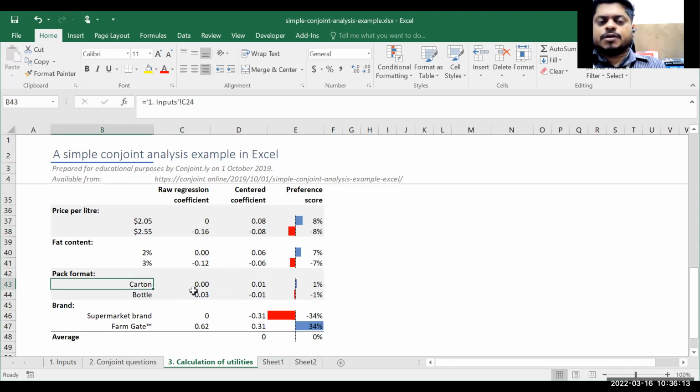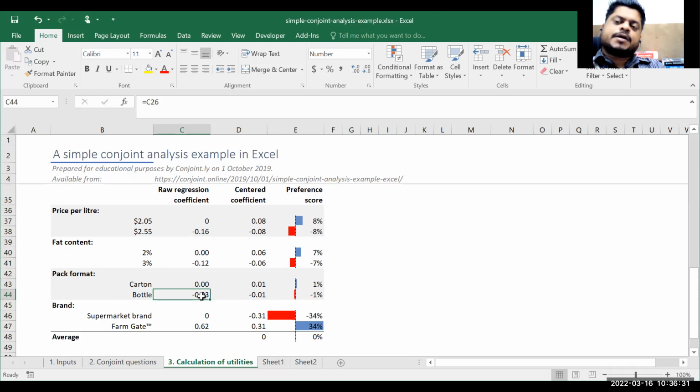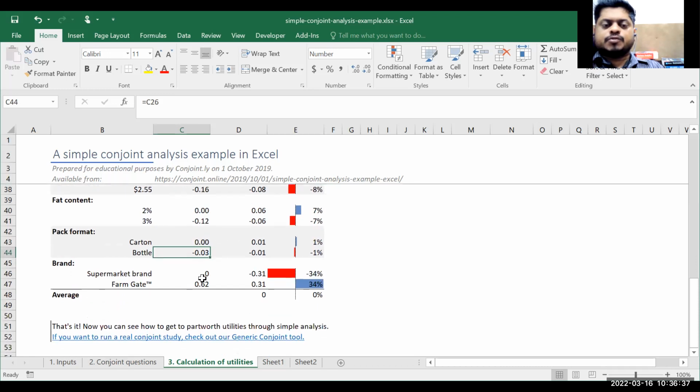Then carton and bottle. If I consider carton as zero, which was done in the dummy coding, choosing a bottle, right? So people are preferring carton over bottle, maybe because they're environmentally conscious and all those things. People will prefer to buy carton packaging rather than bottle packaging. Similarly, supermarket, farm gate, branded product has a very high coefficient score of 0.62. That means it has around 62 percent impact on the choice, right? And that is the highest attribute level.